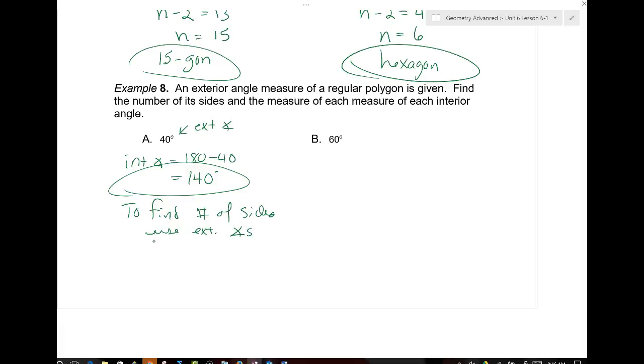Wait, is that one a nonagon? Like, is that right? For which one? That one. This one? Yes. Yes, you got it right. I think I did it differently.